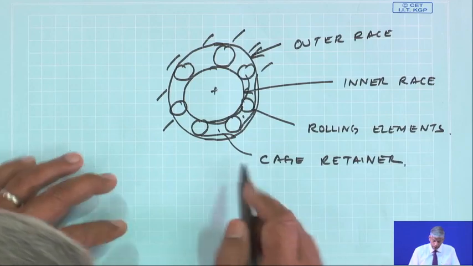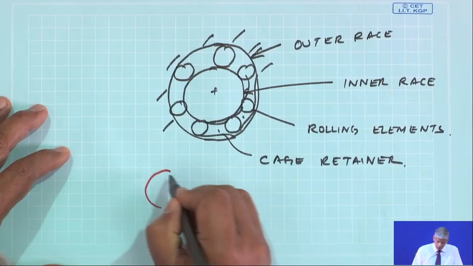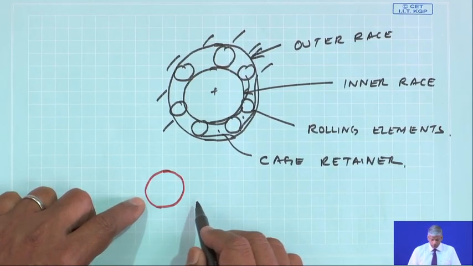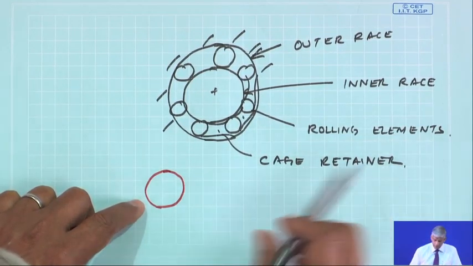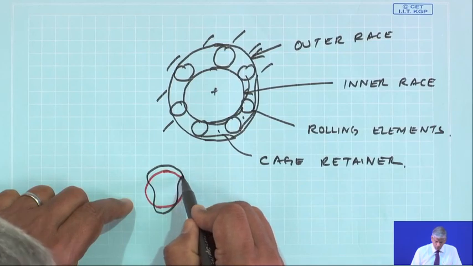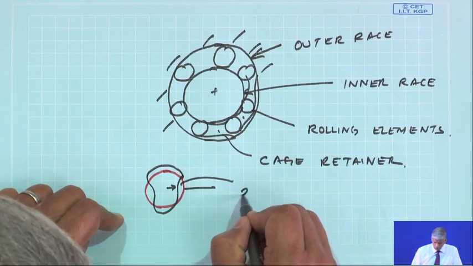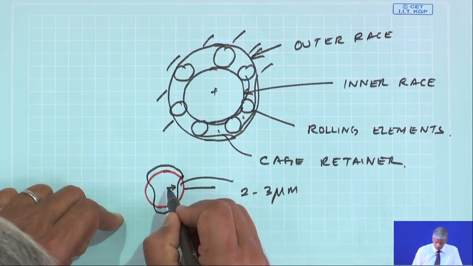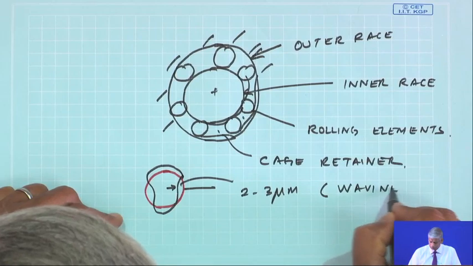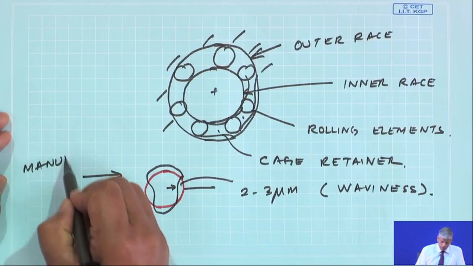Now, why does a bearing vibrate? In my drawing here, I have not been able to draw a perfect circle, and you are thinking that people have to manufacture a perfect ring. It is very easy to design a perfect circle, but once we manufacture it, it may happen that it looks like this. This deviation could be of the order of 2 to 3 micron from the radius. This is what is known as waviness. This is because of a manufacturing condition.